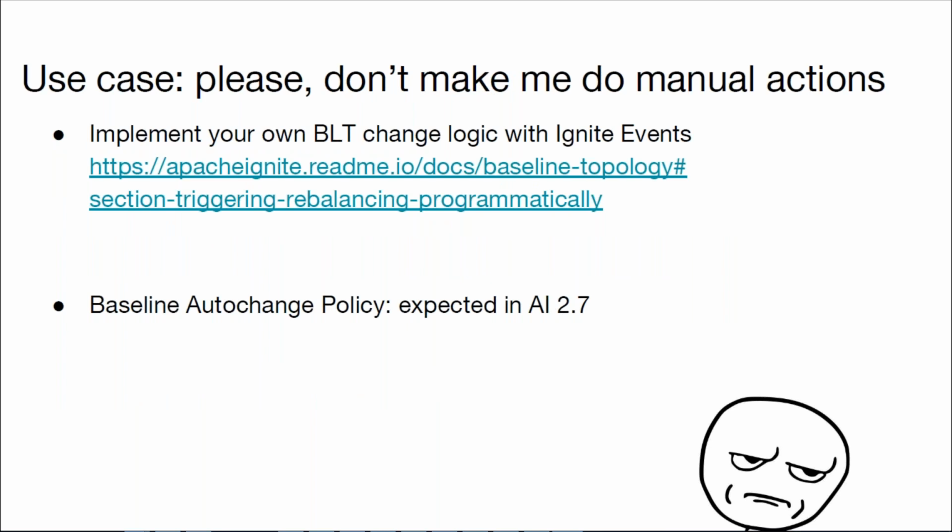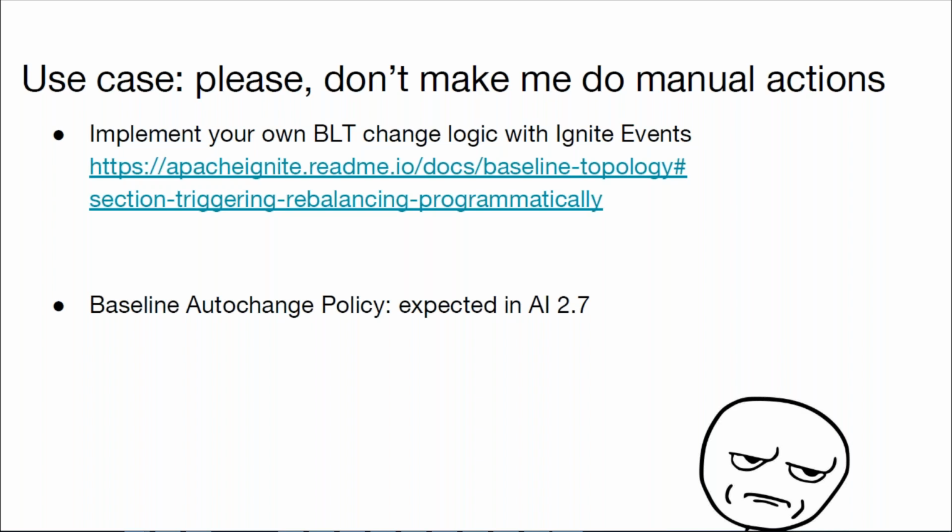And the last but not least use case is very relevant, and some users complained about it, and I have to agree with them. Before the 2.4 release, it was very simple to manage a persistent cluster. Rebalancing was triggered automatically. Now you have to change the baseline topology. Of course, there are reasons for that. We have discussed it. But if for some reason you still want to change your baseline topology automatically, you can do that.